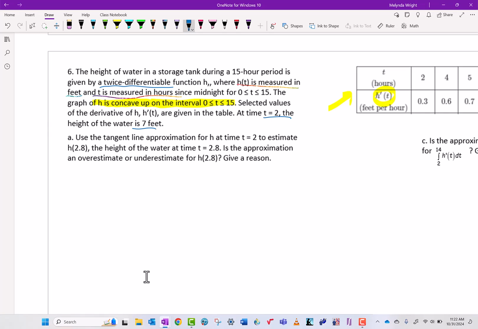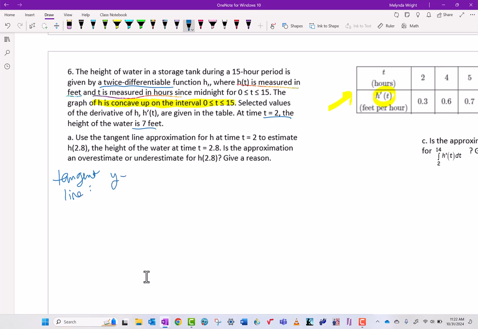All right, so the first part is asking us to use a tangent line approximation for h at time t equals 2 to estimate h of 2.8, the height of the water at time t equals 2.8. And then say whether this approximation is an overestimate or an underestimate. Okay, we can do that. So we need our tangent line.